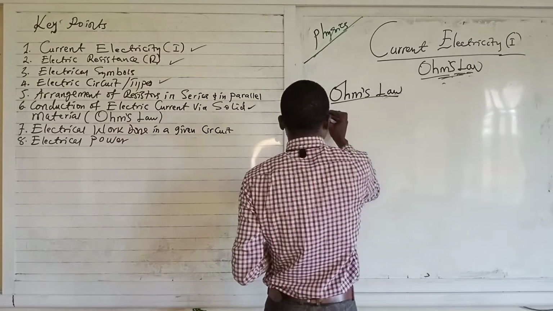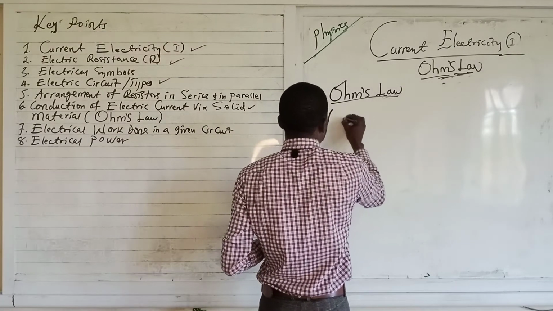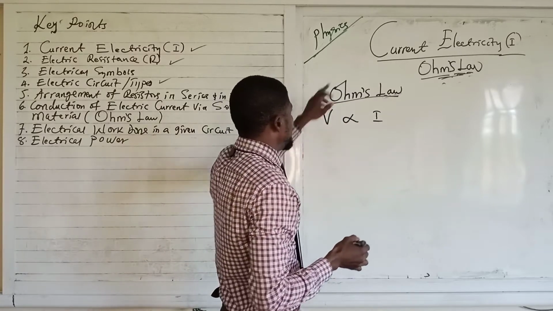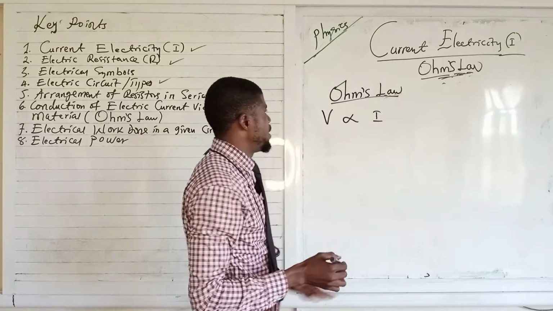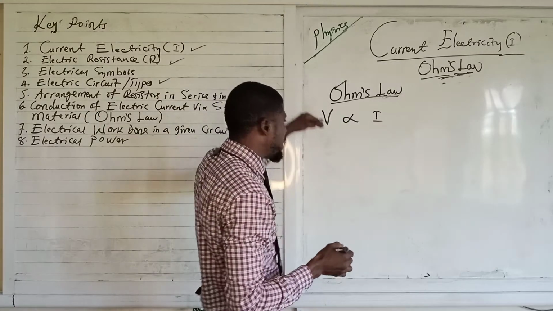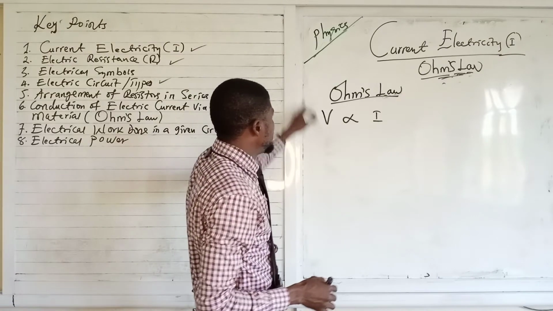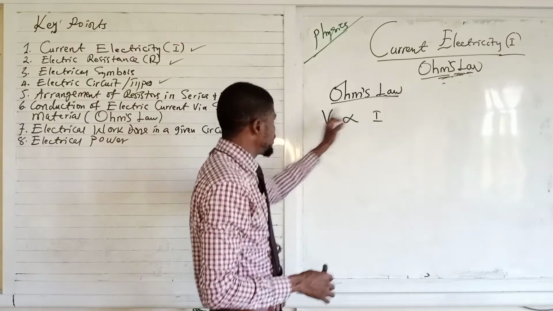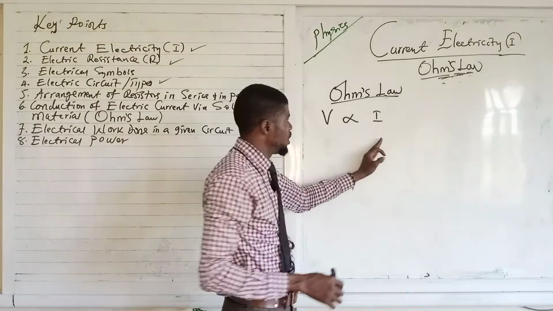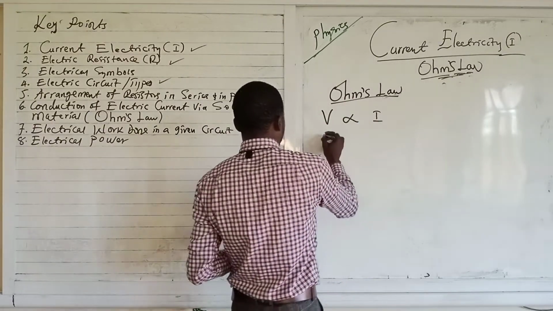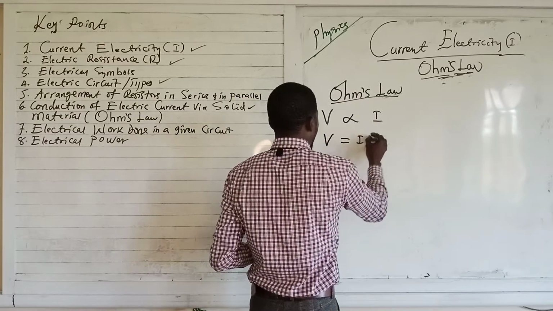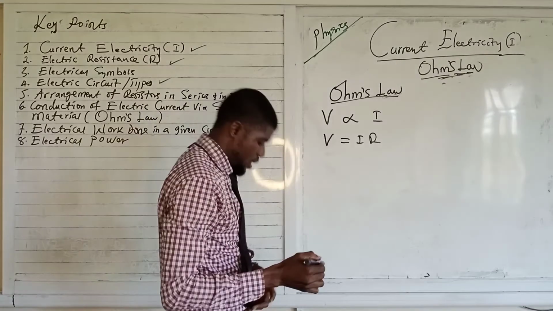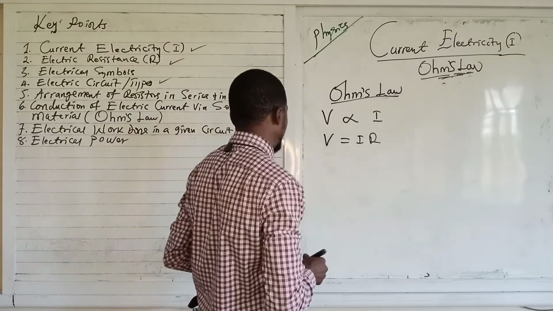Mathematically, Ohm's law states V is proportional to I. In this case, I is a dependent variable while V is an independent variable. I depends on the value of V: if V increases, I increases; if V decreases, I decreases. Removing the proportionality sign, we say that V is equal to IR, where R is the resistance in the circuit.